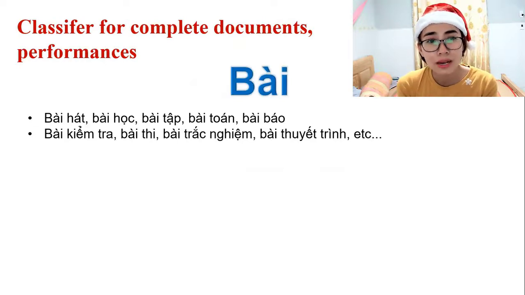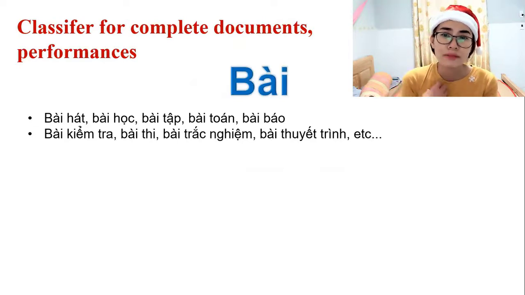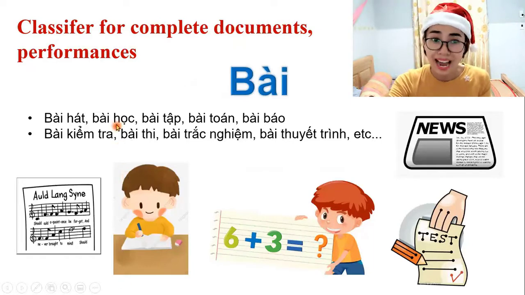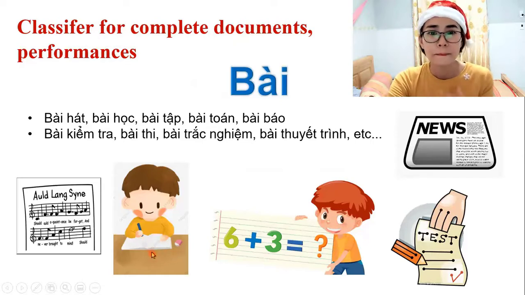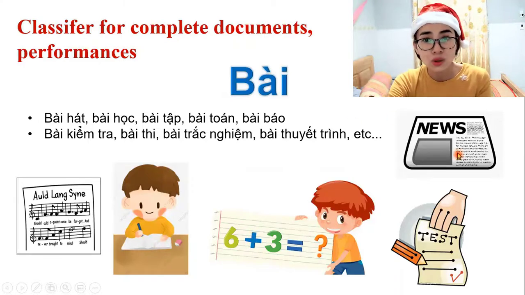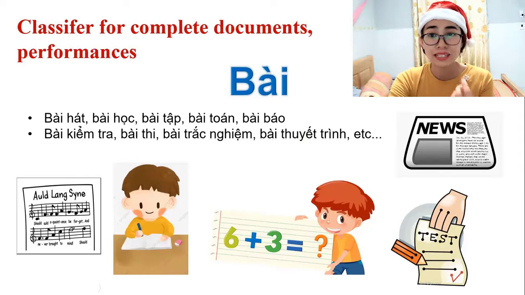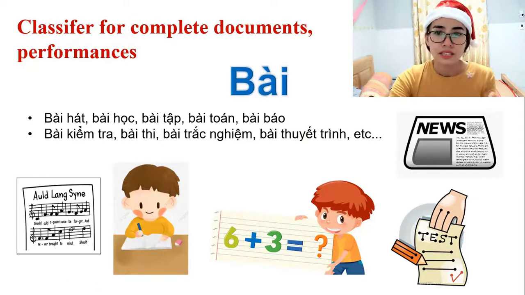Next, bài. Classifier for complete documents or performances. So you have a song, bài hát. You have a lesson, bài học. Or you have an exercise, bài tập. You have a math problem, bài toán. You have an article, bài báo. Or a test, bài kiểm tra. Or other stuff. Examination, bài thi, bài trắc nghiệm, bài thuyết trình, your presentation. Bài, right? You need documents to do, performance documents, things like that.